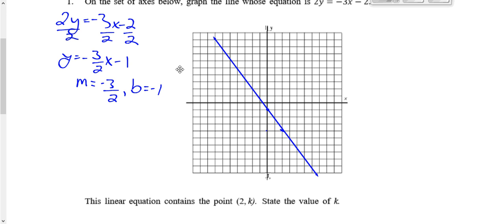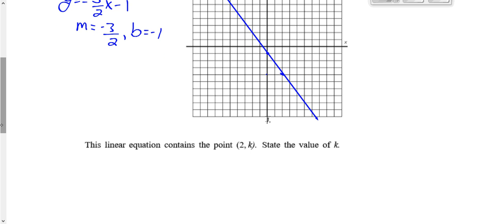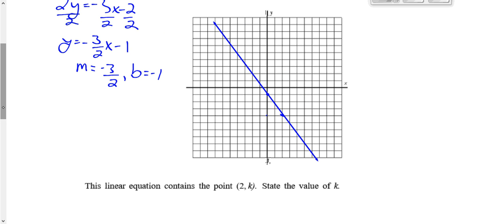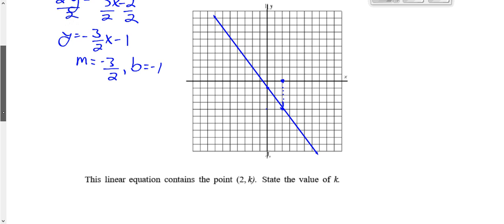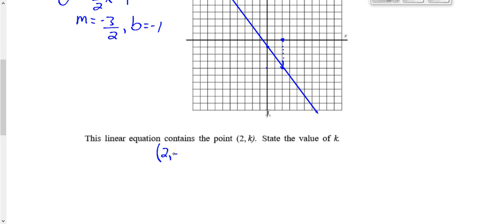Yeah, everybody's line should look like this, yeah? Okay. And let's look at the follow-up question real quick. The linear equation contains a point 2 comma k. Well, how are we going to figure that out? The 2 is what? An x. So go to x of 2 and then go down to there. What are the coordinates of that point? 2 comma negative 4. So you want to state that k equals negative 4, because they asked to state, right?